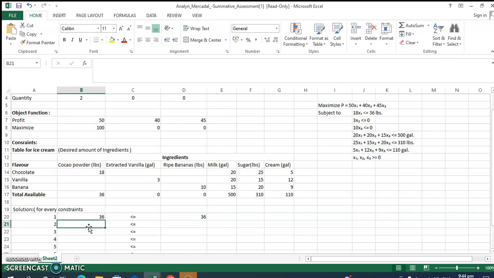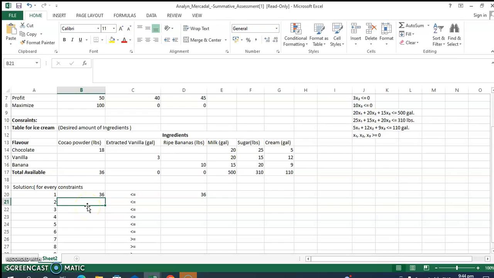And for the next, for vanilla, which is the extracted vanilla. So, this is 0, so there is no stock. So it is less than or equal to 0.